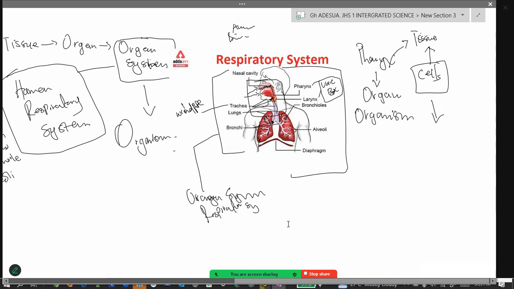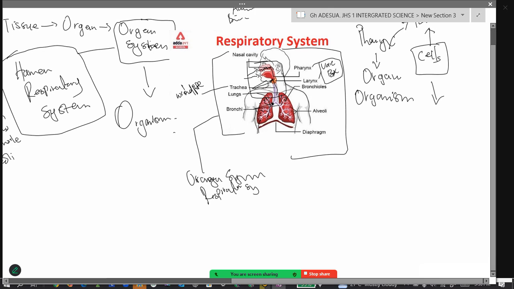So let's write some short notes on the respiratory system. Now I believe you can explain the respiratory system to your mother, right? Or to your sisters. So all you have to know is the names. The pharynx, the larynx, the bronchial, trachea, alveoli, lungs. Let it be on your fingertips. Okay? So let's write some notes.